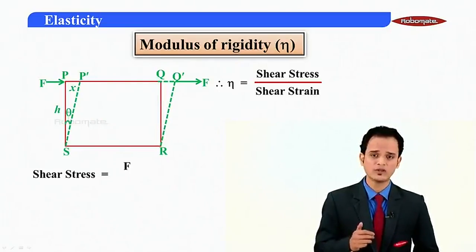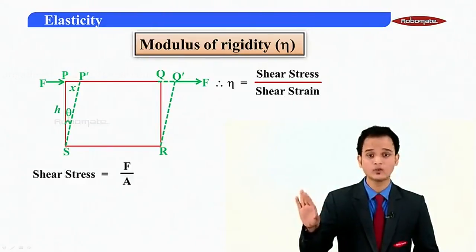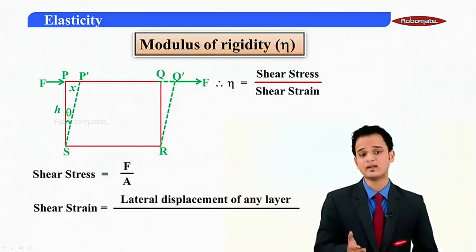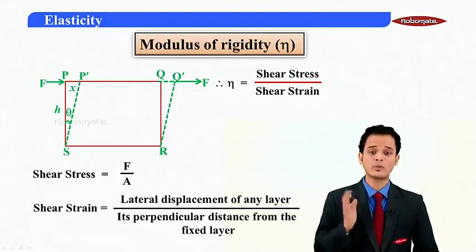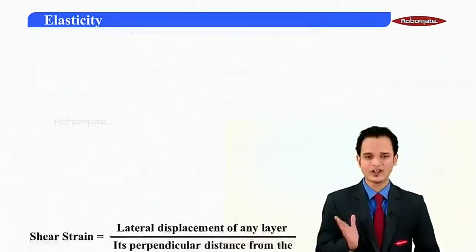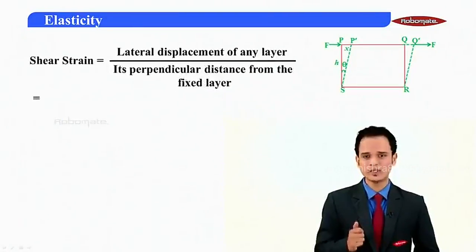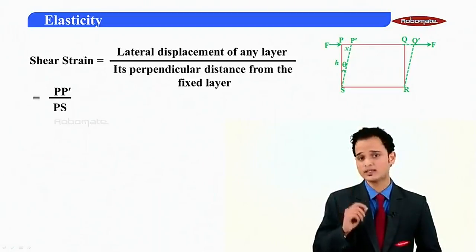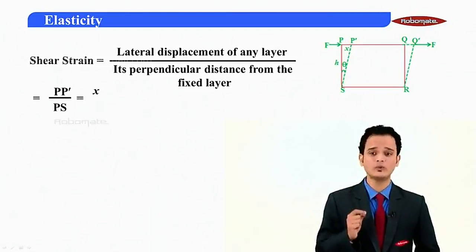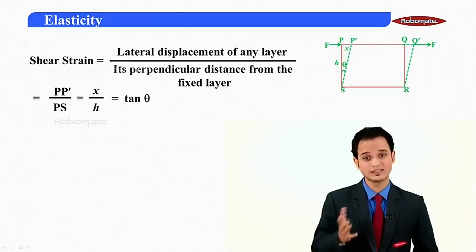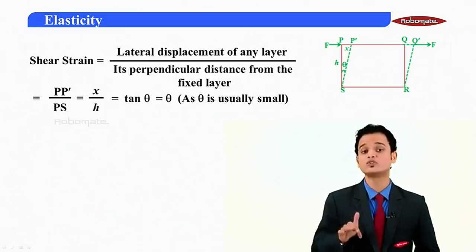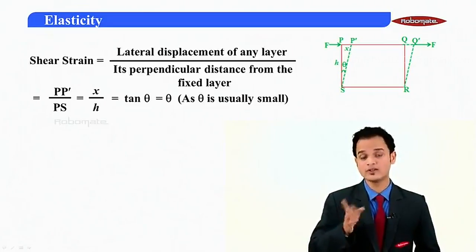So we have the diagram over here. Now shear stress was nothing but force upon area. So this particular value, force upon area, will be there in the numerator. Also students, shear strain is lateral displacement of any layer upon its perpendicular distance from the fixed layer. We have already done this part, right students? So quickly tell me, lateral displacement is nothing but PP dash, and the perpendicular distance is going to be equal to small h. Now students, this was equal to tan theta, and this in turn was equal to theta, as theta is usually small if it is measured in radians.